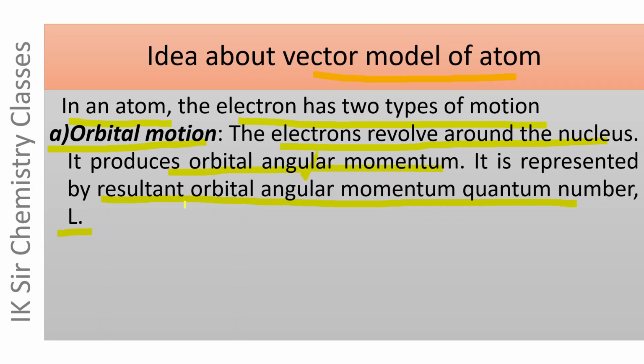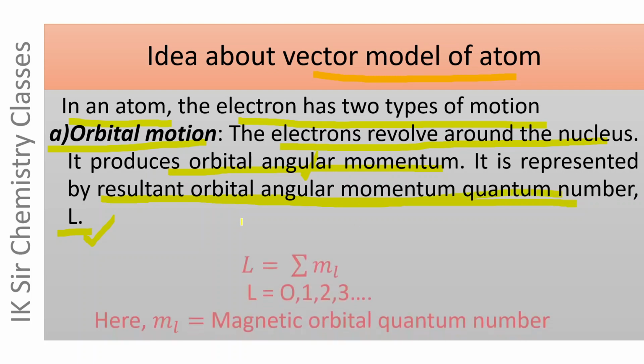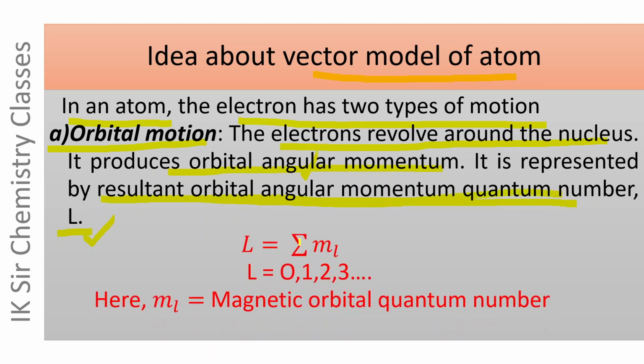The net resultant orbital angular momentum of a species is denoted by L, which is called resultant orbital angular momentum quantum number, and L is equal to summation of ml values, where ml is the magnetic orbital quantum number. The value of capital L may be 0, 1, 2, 3, 4, etc.